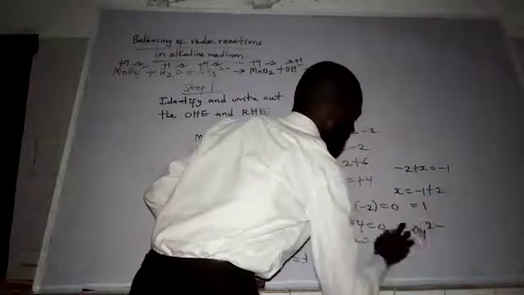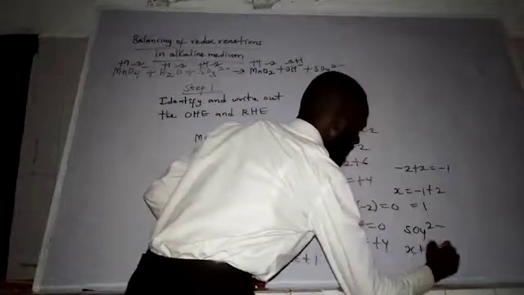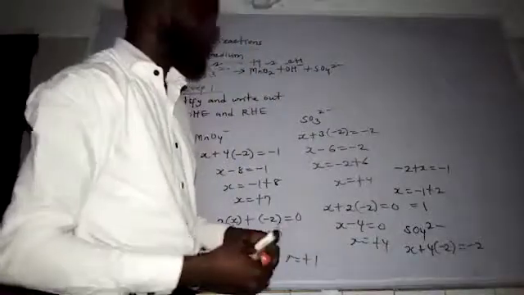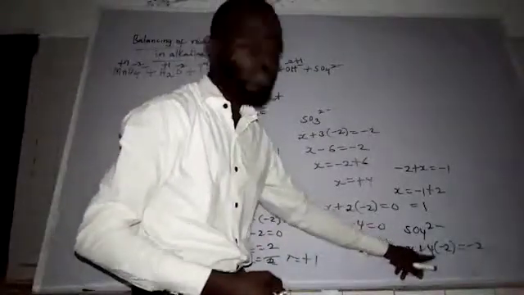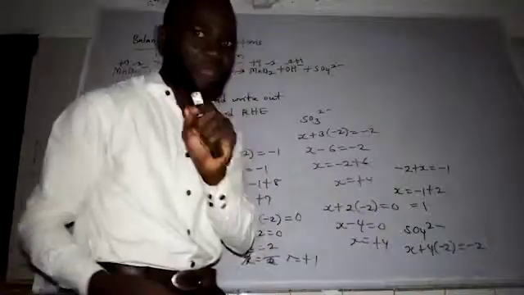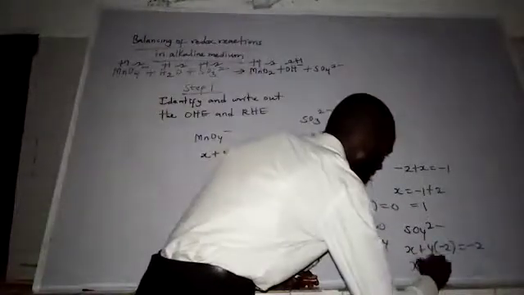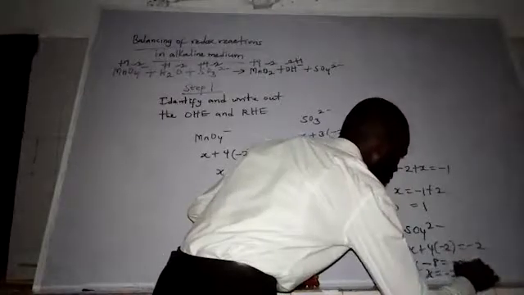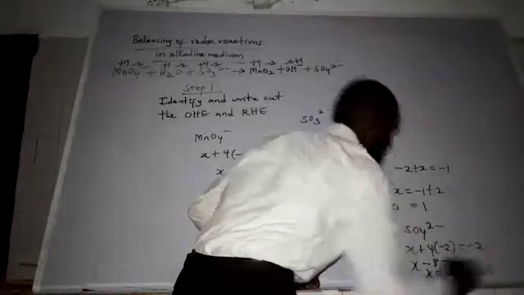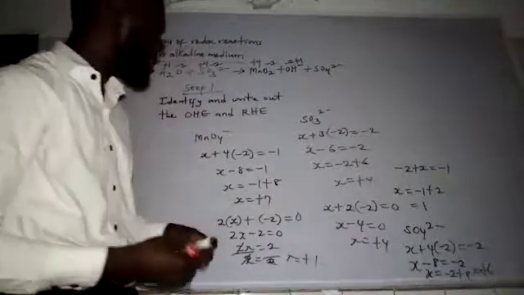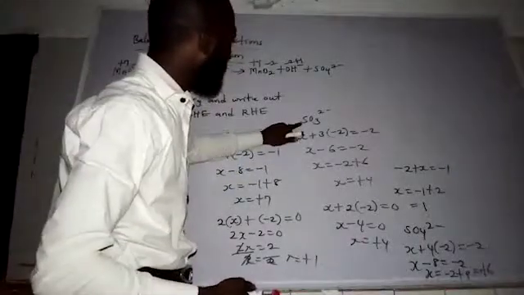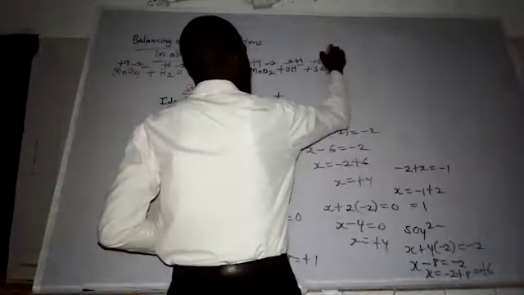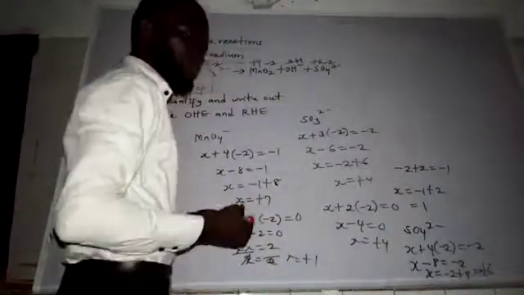SO4 2 minus. This is X plus 4 into minus 2 equal to minus 2. So 4 multiplied by minus 2 is going to give me minus 8. So I have X minus 8 is equal to minus 2. Then X is equal to minus 2 plus 8, which is equal to plus 6. So that implies that the oxidation number of sulfur in this is going to be what? Plus 6. And I know that my oxygen is always minus 2. Okay?